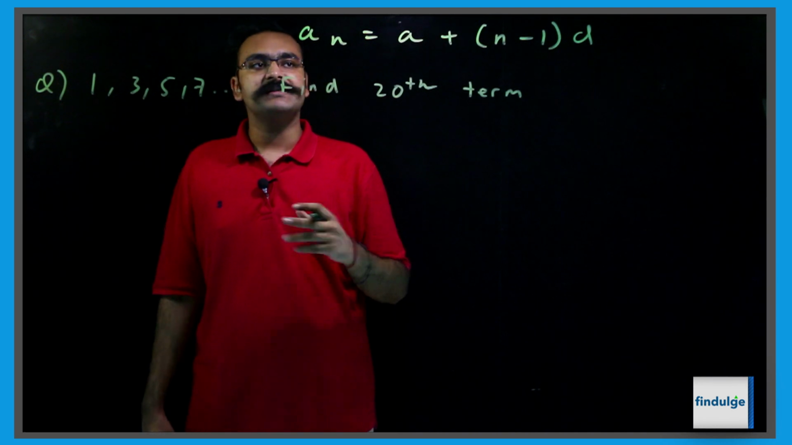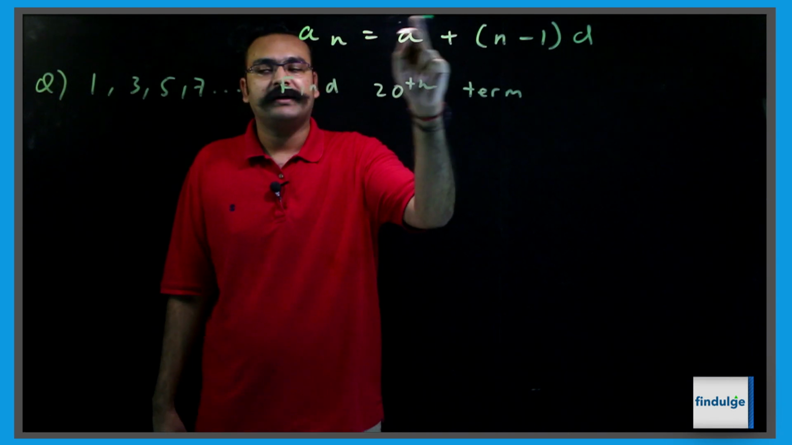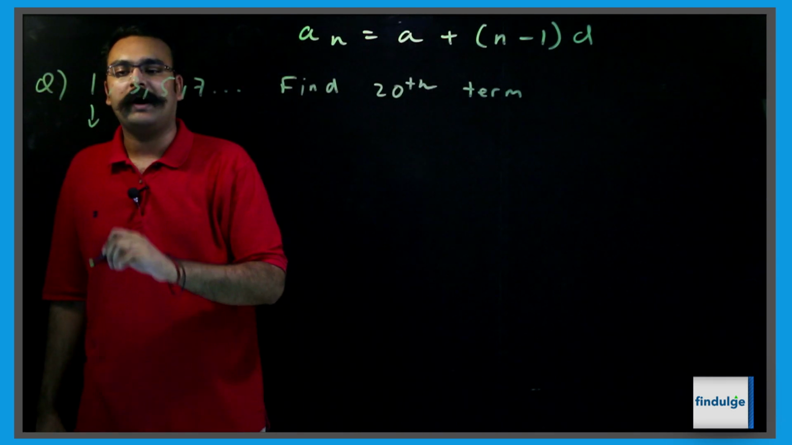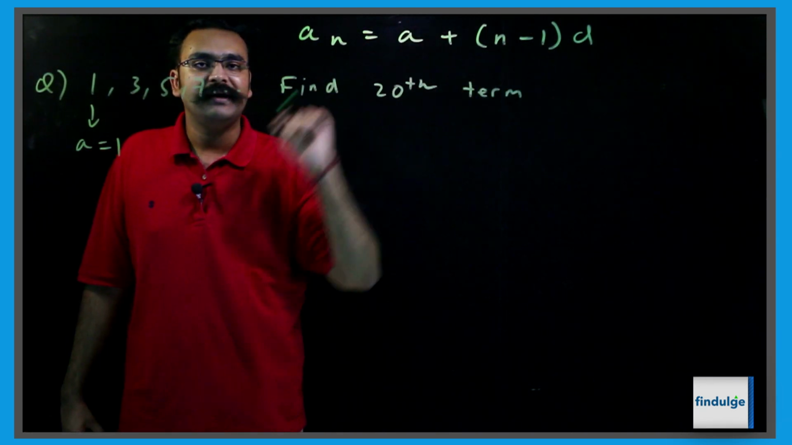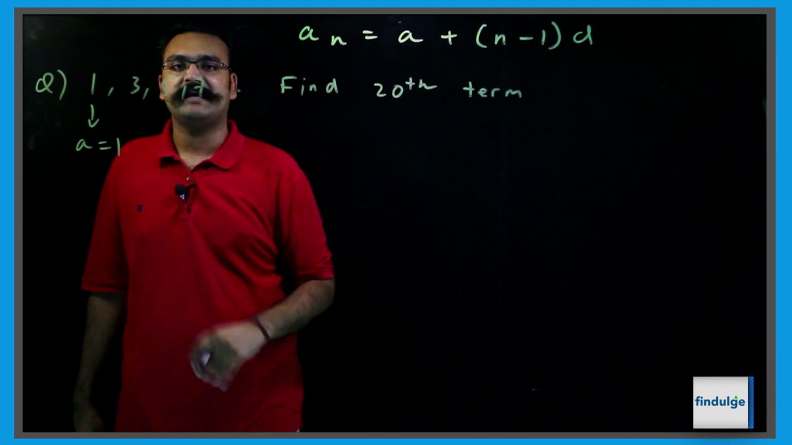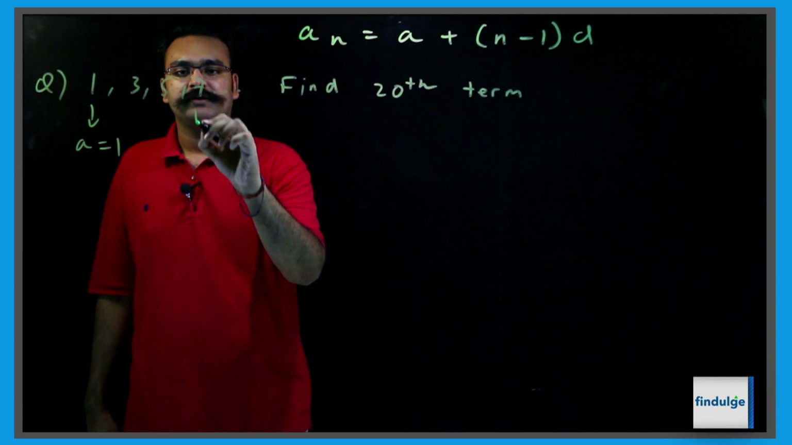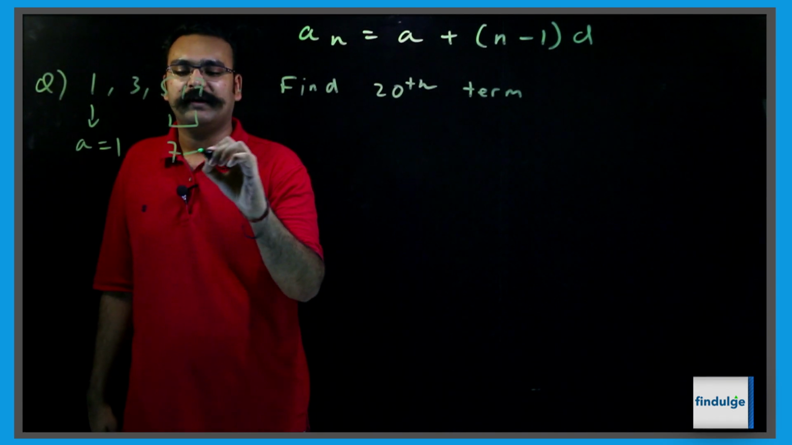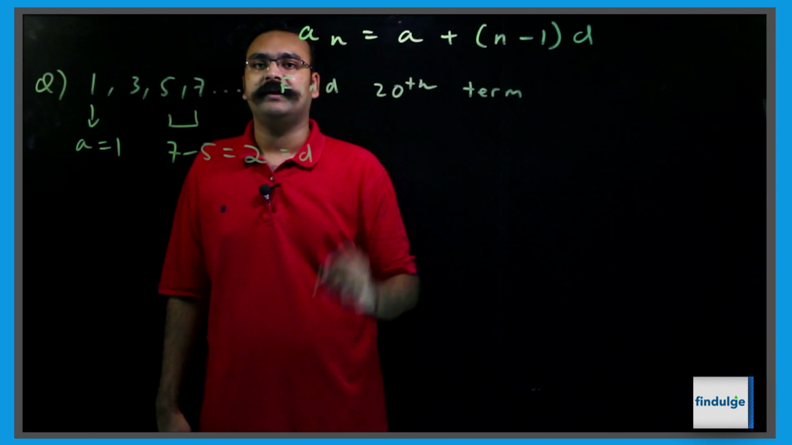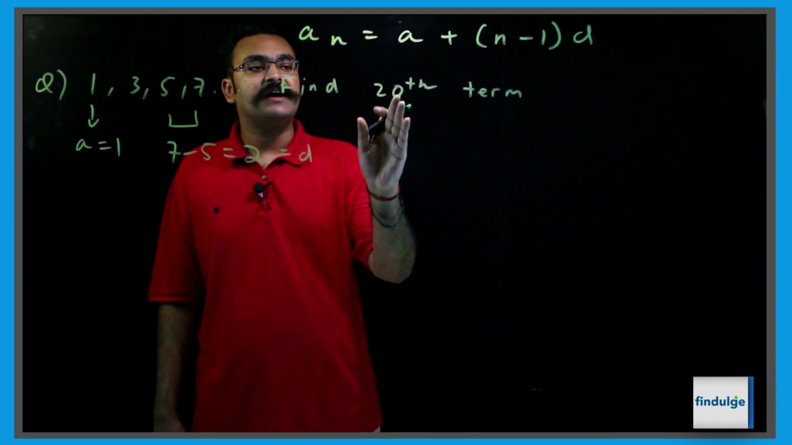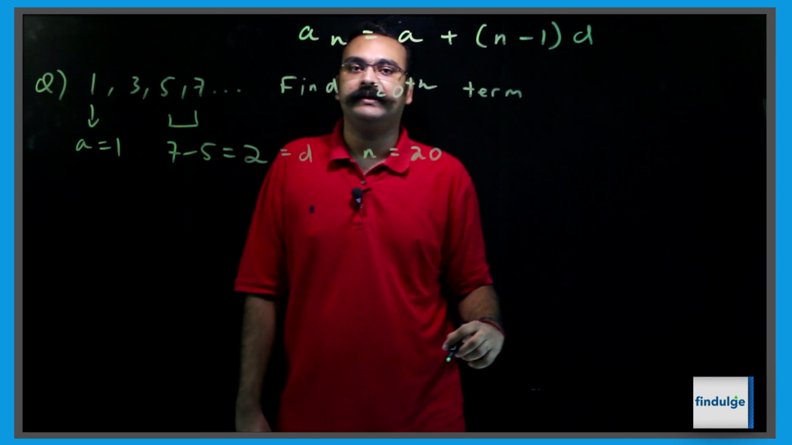So what we need to do is identify all three things in our formula. So what is our first term? It is obviously 1, so A is equal to 1. For the common difference, we will pick any two consecutive terms and do the later term minus the earlier term. So if I take 7 and 5, my common difference is 7 minus 5 equal to 2, which is your common difference. And obviously, we've been asked to find the 20th term, which means n is equal to 20.